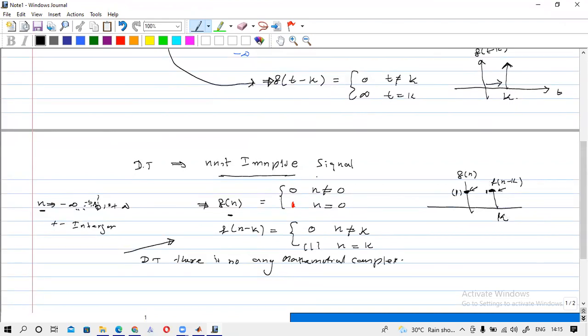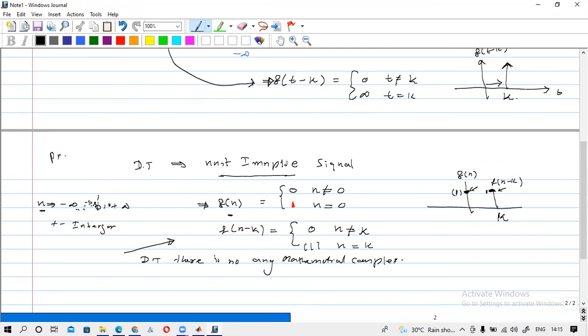So the unit impulse signal is somewhat a practical situation, but it is not completely practical. Why? Because the impulse duration should be zero, the time duration. But practically we can't achieve a zero duration pulse. So practically we can't achieve an impulse.